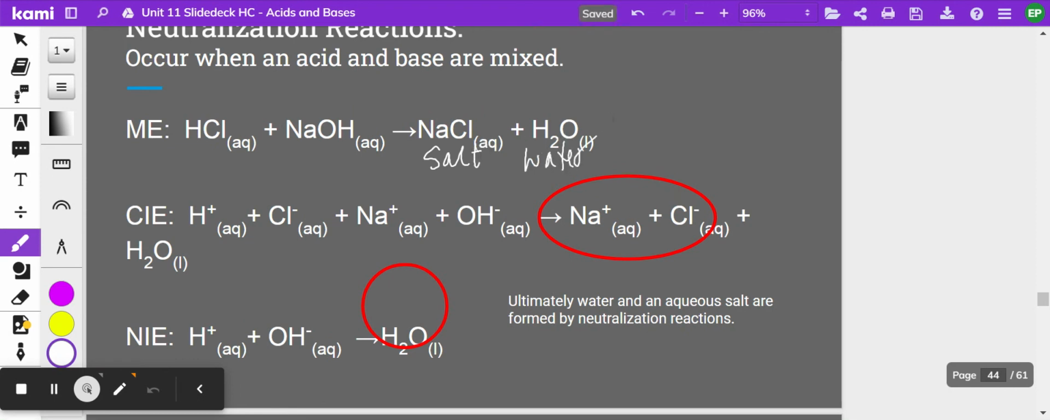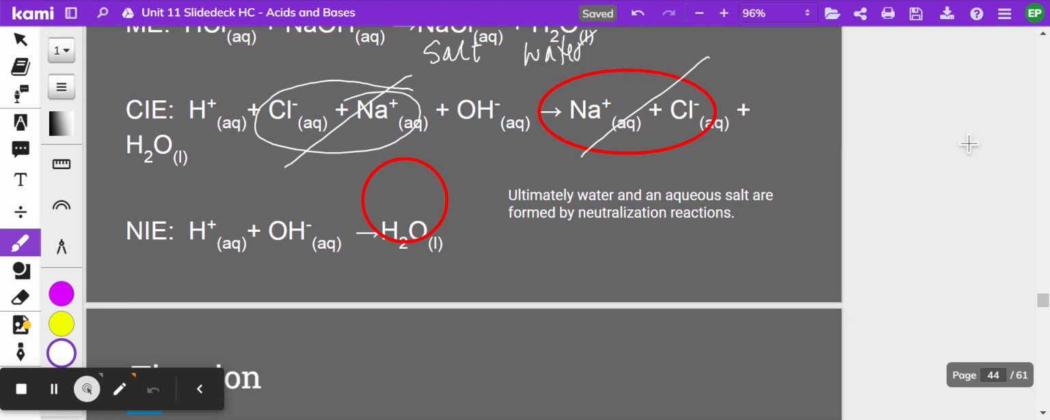Now, if we break down the complete ionic equation by showing which ions are aqueous in solution, you would see that the sodium ions and the chloride ions are not changing their state of matter, but the hydrogen ions and hydroxides are. So we want to remove those spectator ions, and we would want to note that the hydrogen and hydroxide are combining to form water. But ultimately, the resulting solution contains water and our sodium and chloride ions.